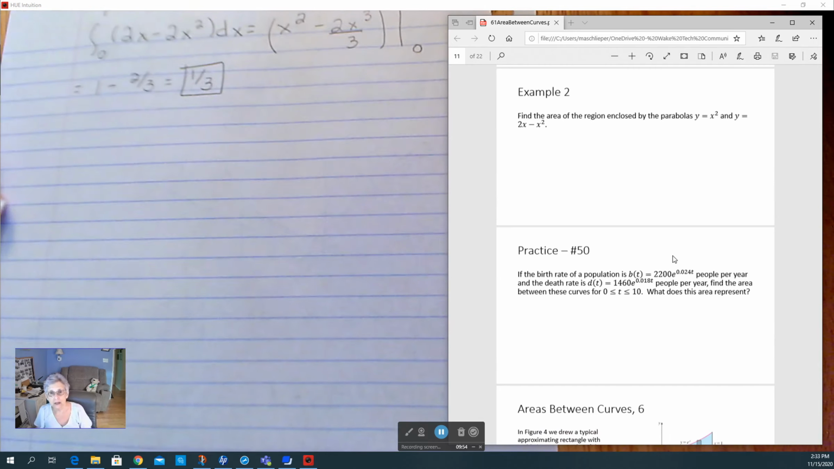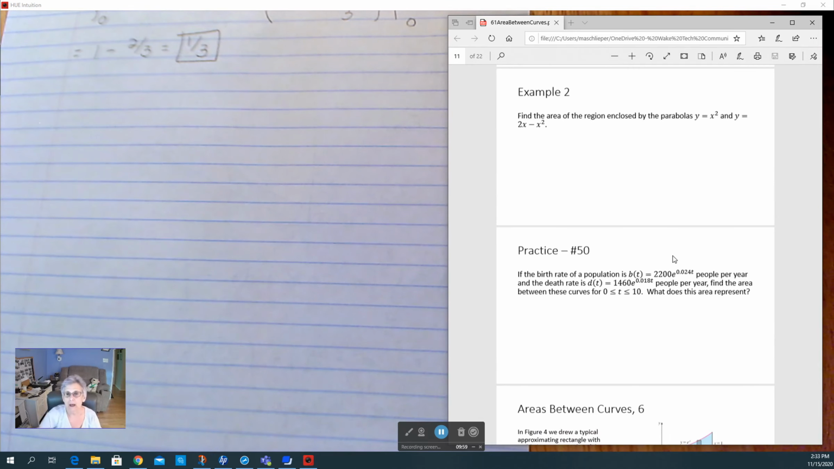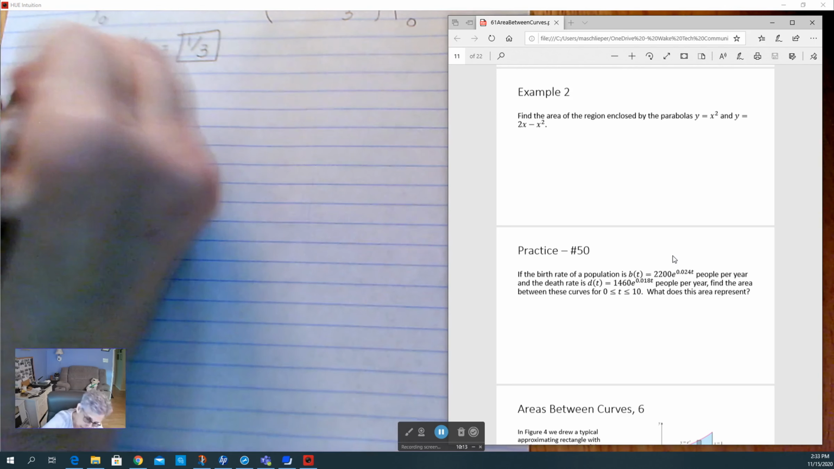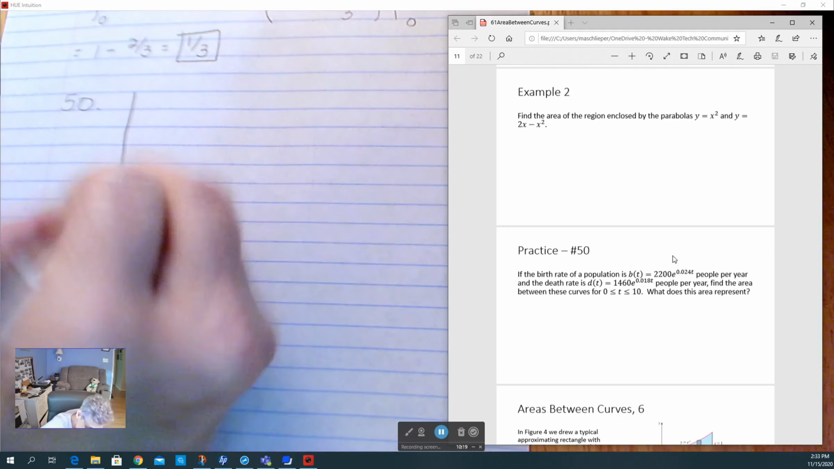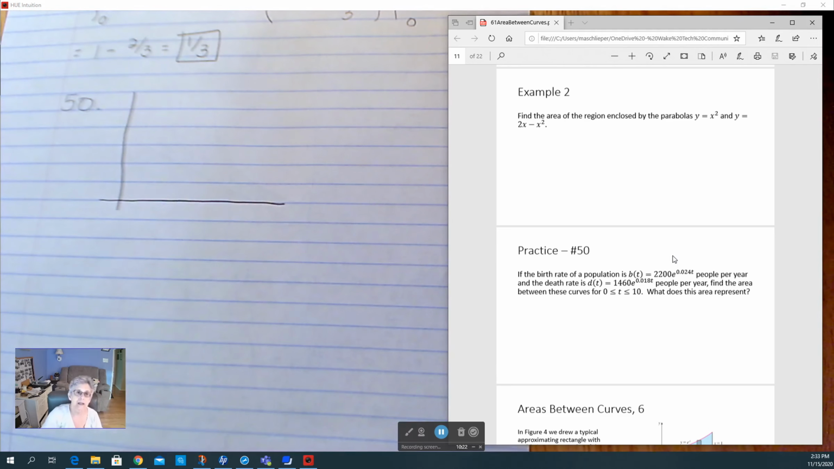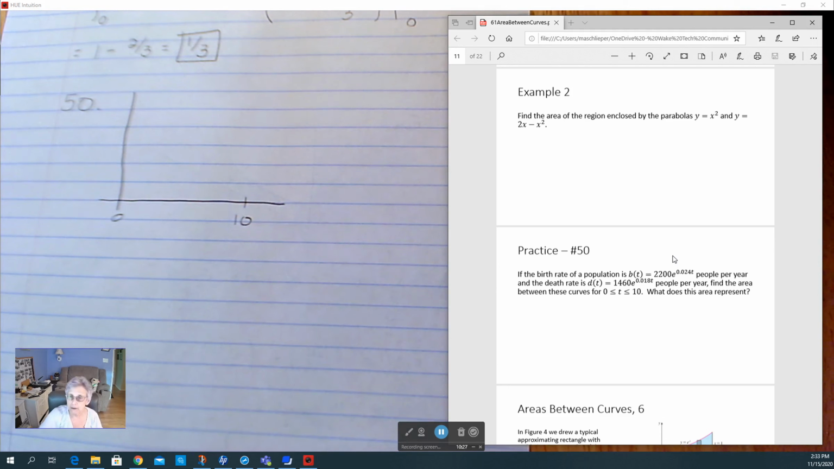We can also use the area between two curves to do application problems. If we have the birth rate of a population given and the death rate given, find the area between the curves from 0 to 10 and what does it represent. So quick picture. Again, I'm only interested in what's happening from 0 to 10, so I only need the first quadrant. They're both exponential curves, so they both go whee up in the air.